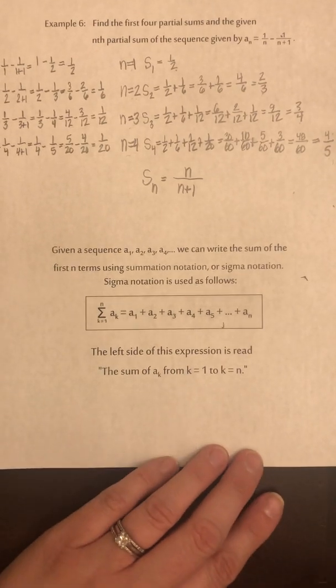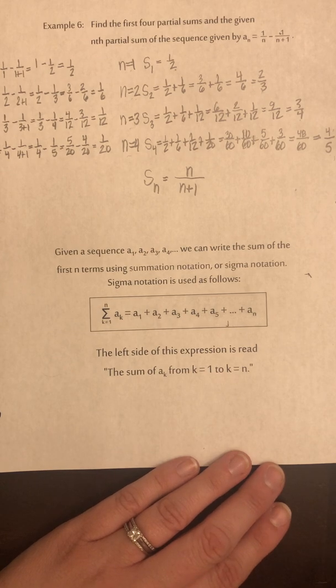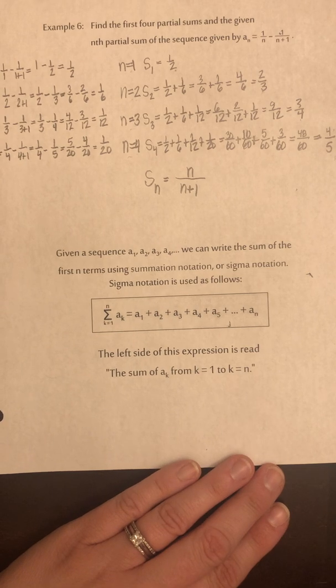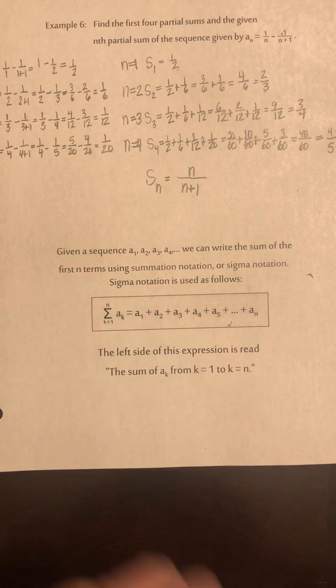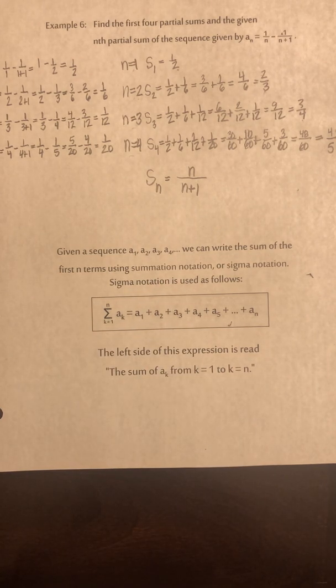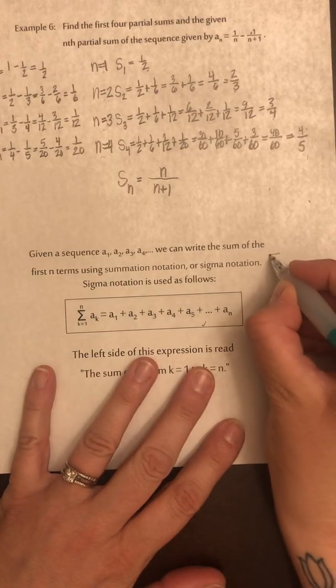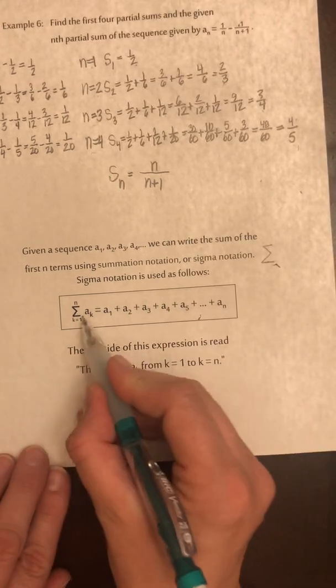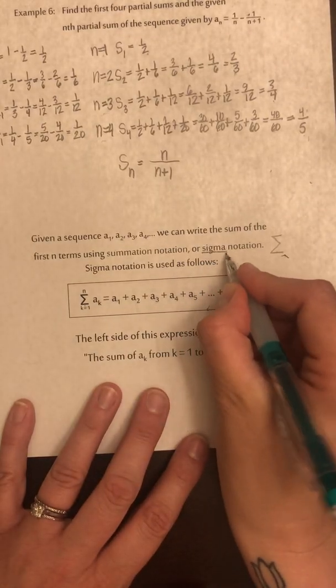Okay, so last thing that we have here. This is where we get into what we call sigma notation. We definitely did this in Algebra 2. So it says, given a sequence, we can write the sum of the first n terms using summation notation. Again, fancy word for you're adding. Also known as sigma notation. And the reason we call it sigma notation is because we're using the Greek symbol sigma. That's that guy right there.